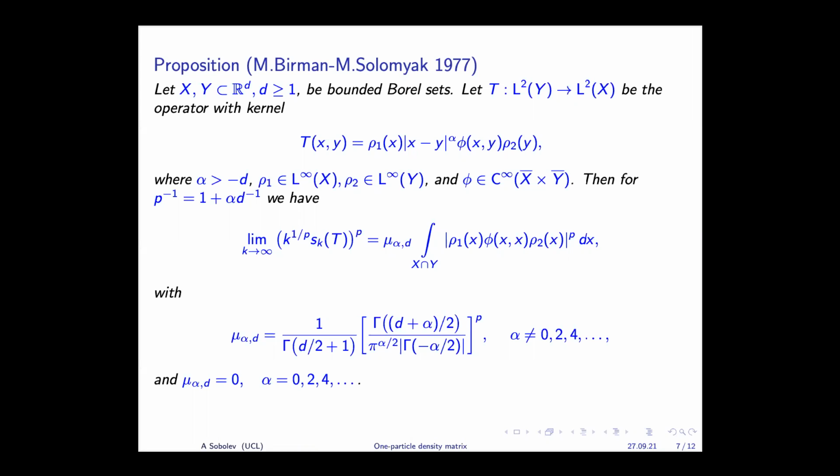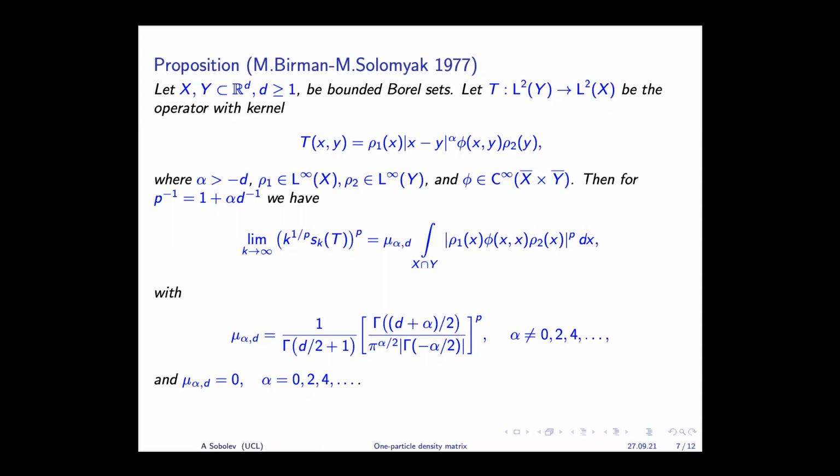As you can see, the behavior of this function phi on the diagonal is important. And only that, nothing else. You don't need to know the details of this function outside the diagonal for this formula. That's the important part. And the coefficient is given explicitly.